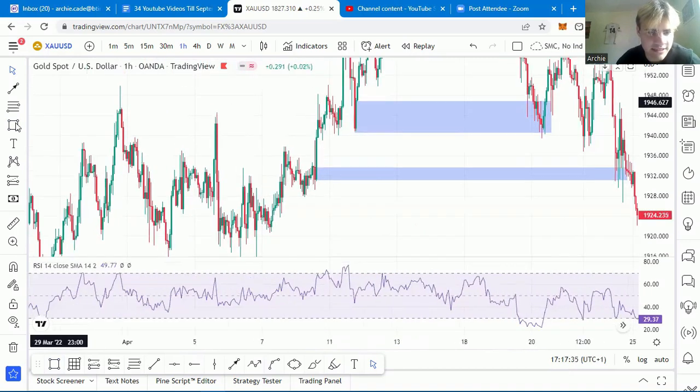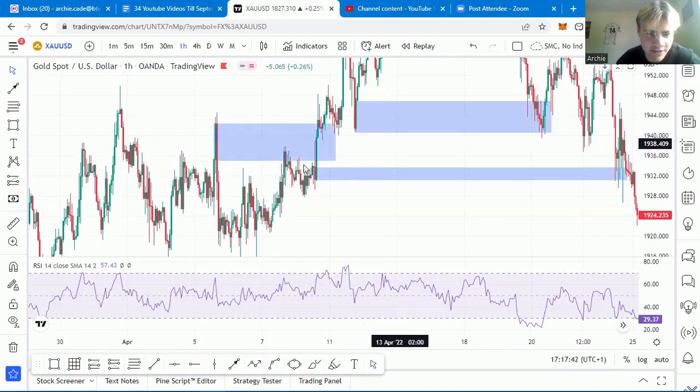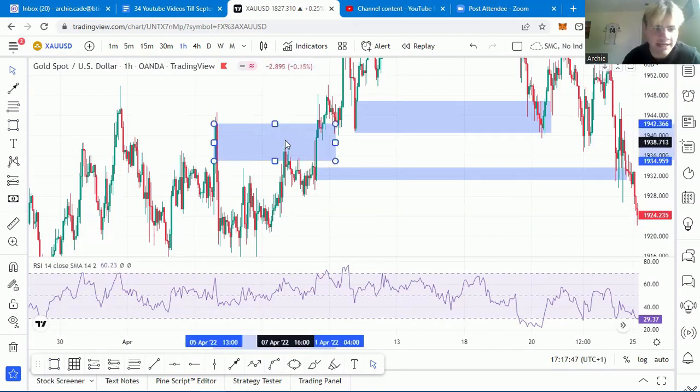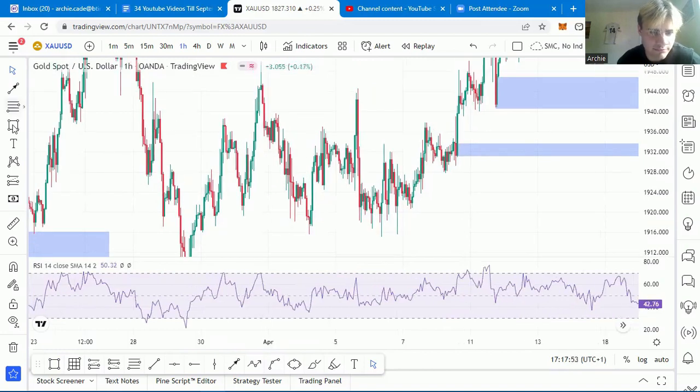Vice versa, let's look at sell. Now, this is a huge imbalance. It doesn't really add much to it. We do get some retracement. That is a little bit of a play, but not a very good example. This is a great example. Boom, here we go. Here's our imbalance.